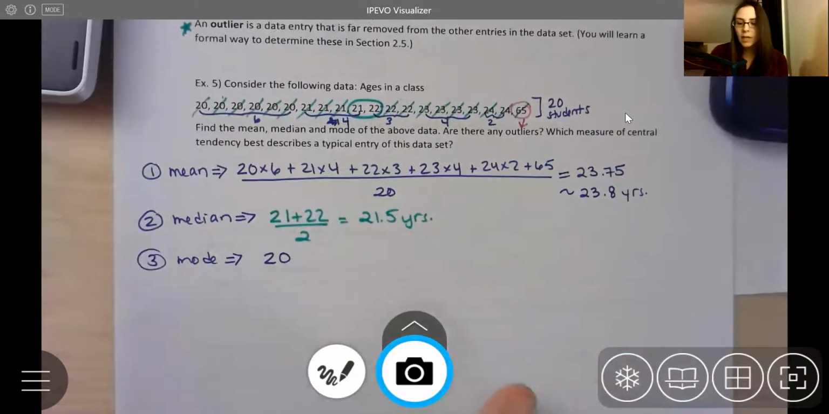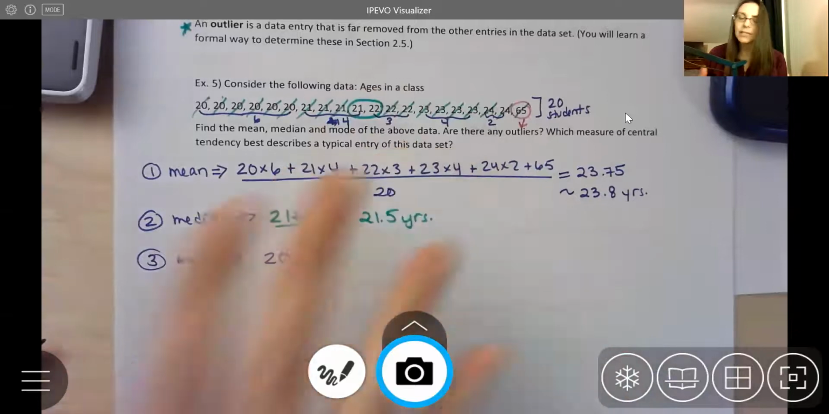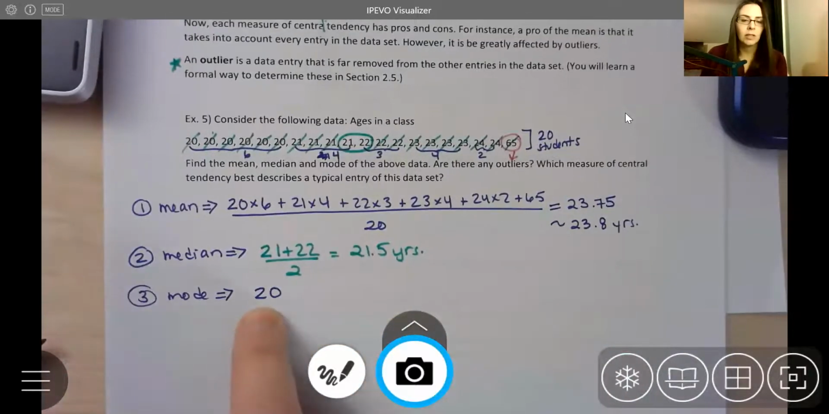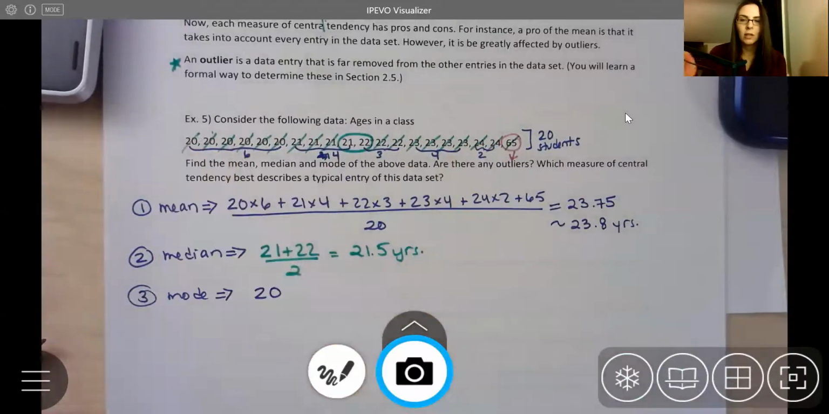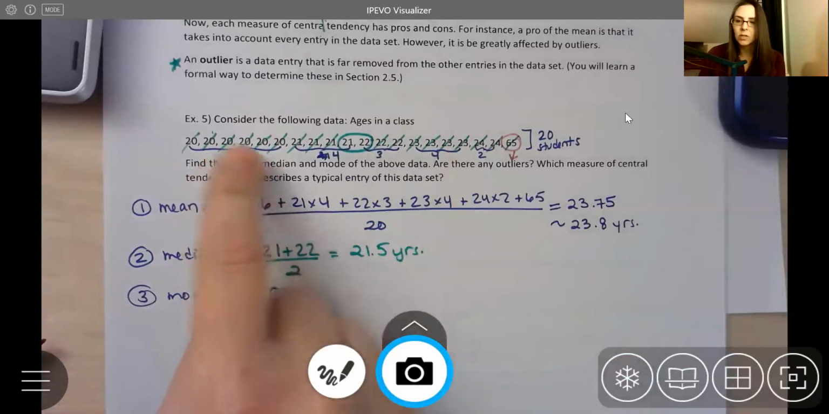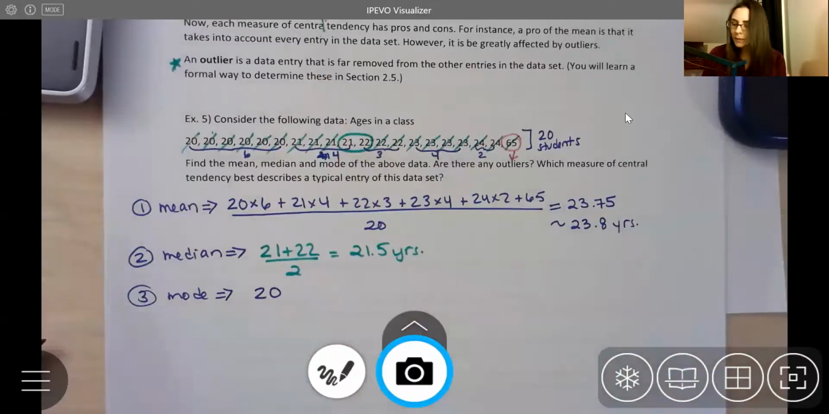So let's look at our data set and see which measure of central tendency, so one of these 3, best describes the data for this example. Now, the first one is the mode, and that's 20. And I know I have a lot of 20s here, but 20 is the lowest age in the class. So I don't really think that 20 would be the best answer to describe a normal entry, right? It seems to be somewhere in the middle, right? So 20 is a little bit low here, I think.